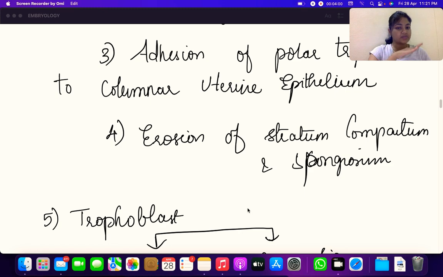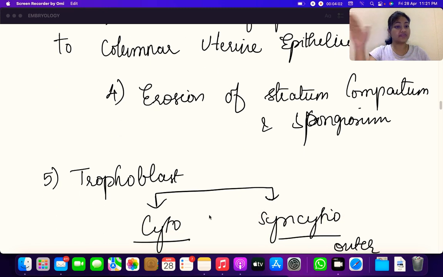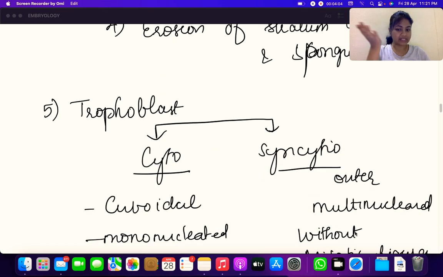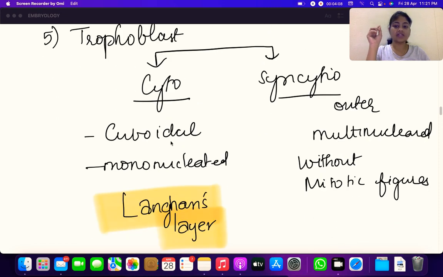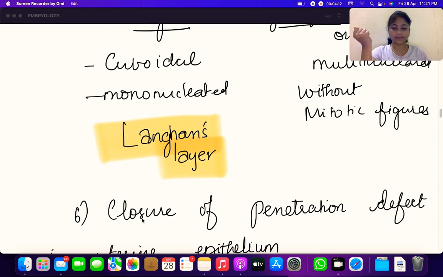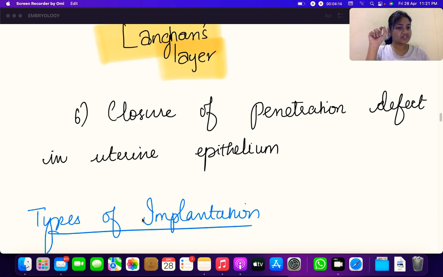Compactum and spongiosum erode, and the trophoblast will differentiate into cyto and syncytio trophoblast. Syncytio is multinucleated, and they have no mitotic figures. Cyto is cuboidal and mononucleated, otherwise called the Langhans layer. And the penetration defect will be closed by a fibrin coagulum.